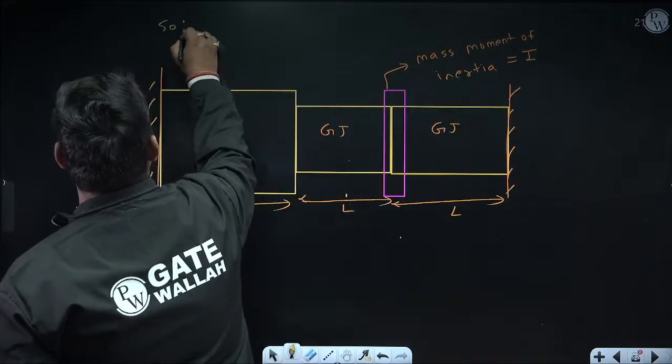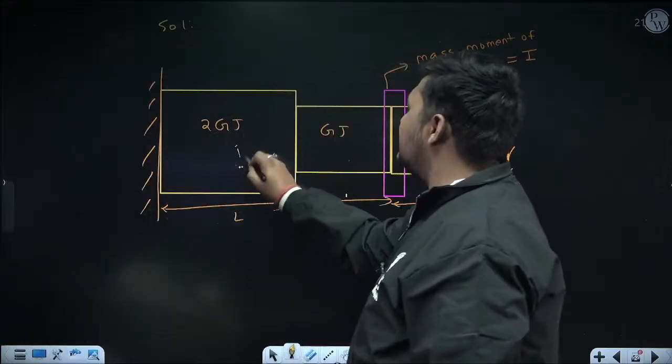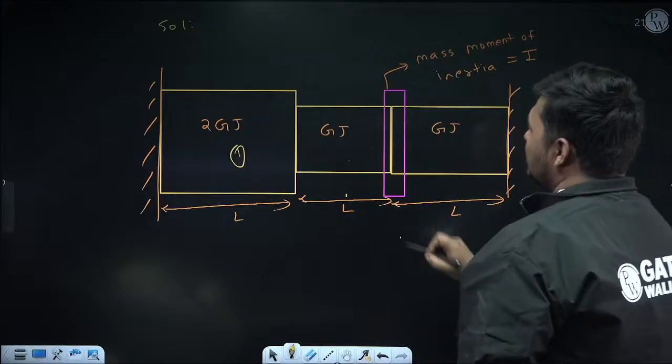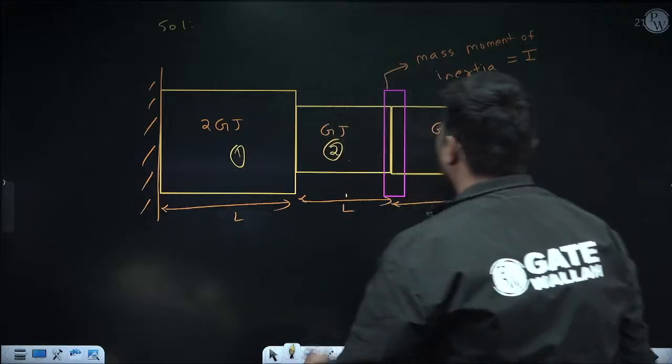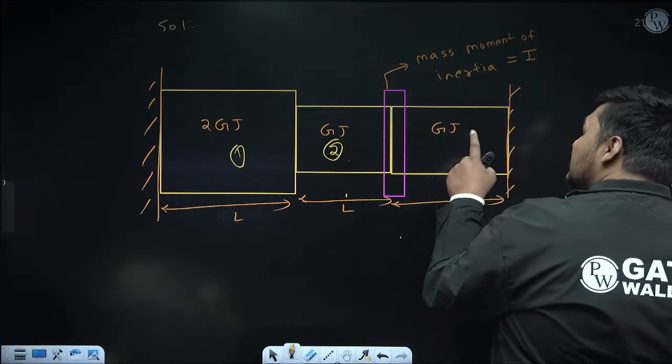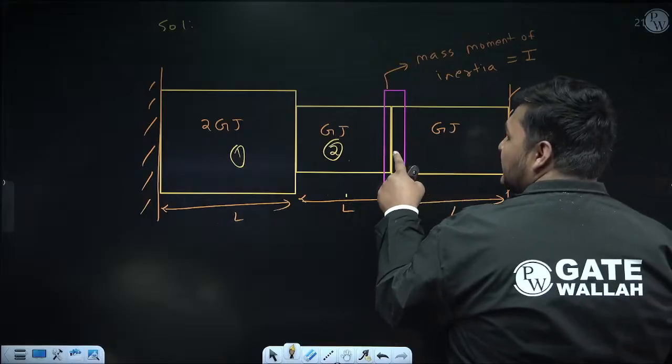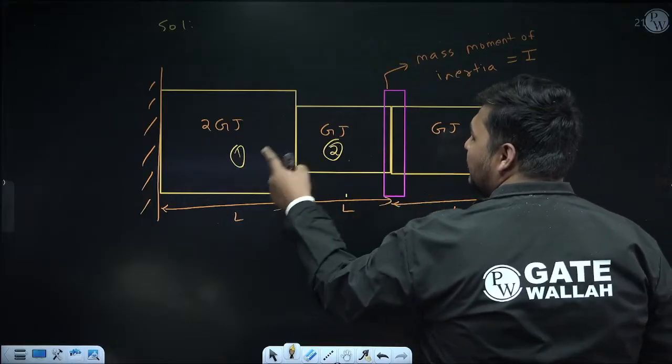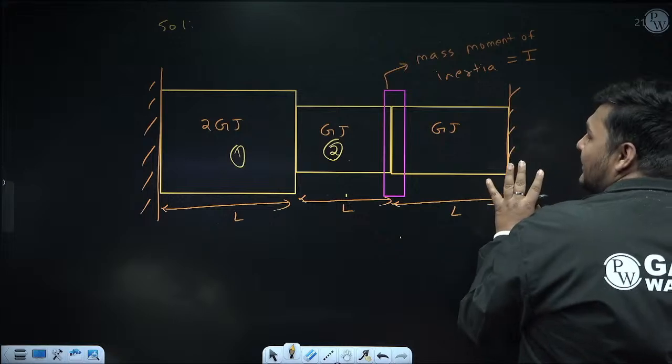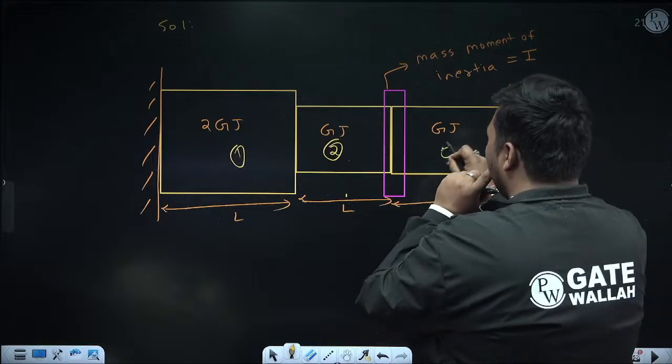Here I am discussing the solution. Now what we'll do? Suppose this is shaft 1. Its torsionality is different. This is shaft 2. Now this shaft I will always consider separate because the rotor is attached at the middle. So this side portion and this side portion will always be considered separately. So, sir, suppose this is shaft 3.